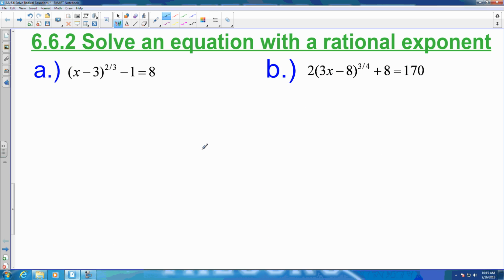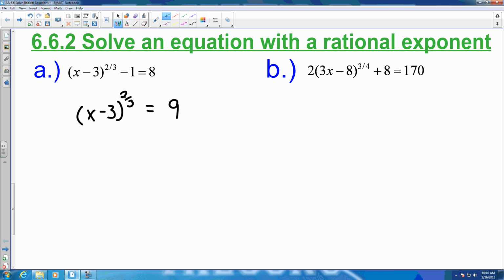These next examples deal with rational exponents. Still the same rules apply for rational exponents as it is for radical equations. I still want to get my rational exponent isolated on one side of the equal sign and be able to solve for x. So I'm going to add 1 to both sides, which gives me x minus 3 to the 2/3 power equaling 9.